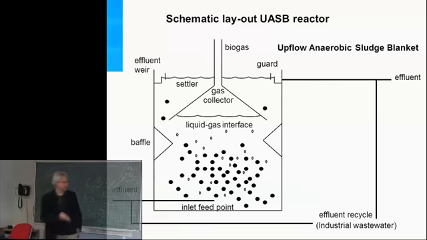It means that you have a very even flow, so that all the bacteria are in contact with the wastewater. During passage, you form the biogas. There's a gas collector in the top. Because of this gas collector, you create in fact a clarifier in part of the reactor, and after clarification the water leaves the system at the top.